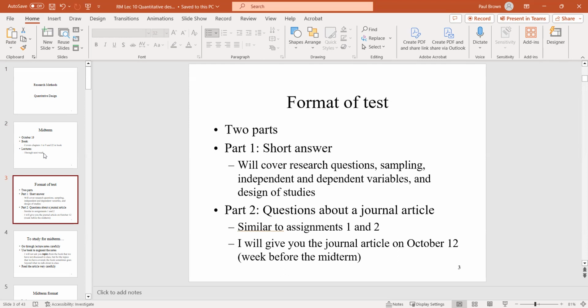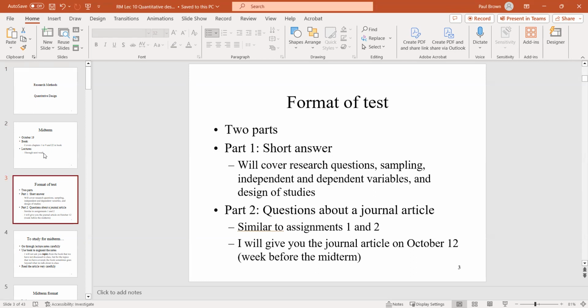So the main things that we've covered that I've tried to drill home are sampling, independent variables, dependent variables, and then we'll do research design today. And then the other thing is just how science works in terms of hypothesis testing and things like that.